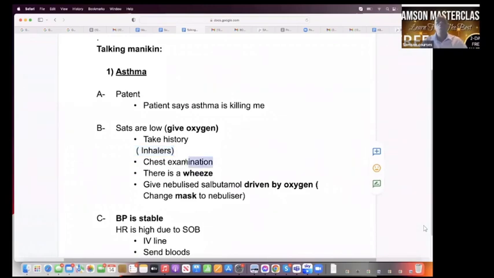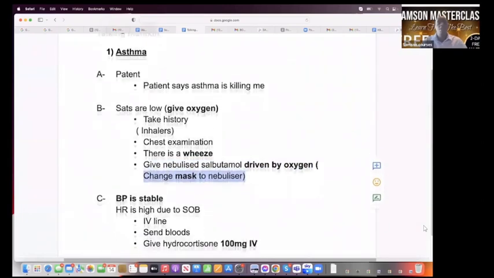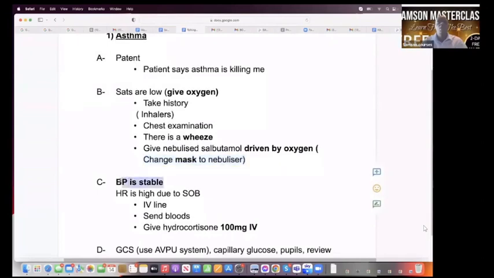Then what do you do? You do a chest examination. Okay, what do you find? There is a wheeze on chest examination. Okay, then you're going to give what? Nebulizer salbutamol driven via oxygen. Again, you have to apply an oxygen mask properly. Okay, good. Then what happens afterwards? Of course, you go to the circulation.